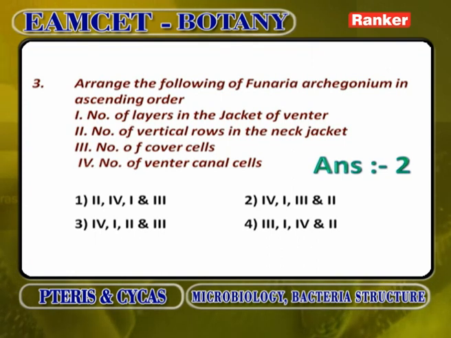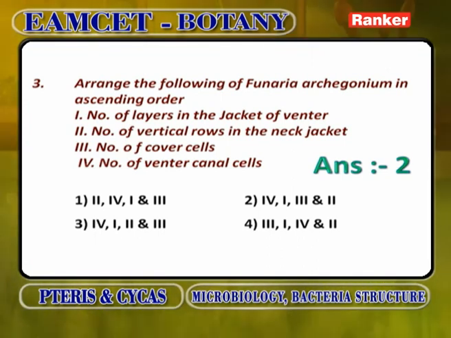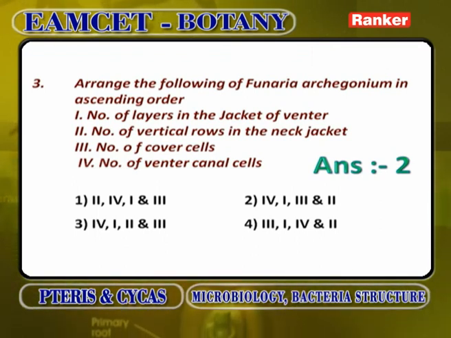Arrange the following of Funaria archegonium in ascending order. Number of layers in the jacket of venter is 2. Number of vertical rows in the neck jacket is 6. Number of cover cells is 4 and number of venter canal cells is 1. So the answer is 4, 1, 3, 2. So second is the option.